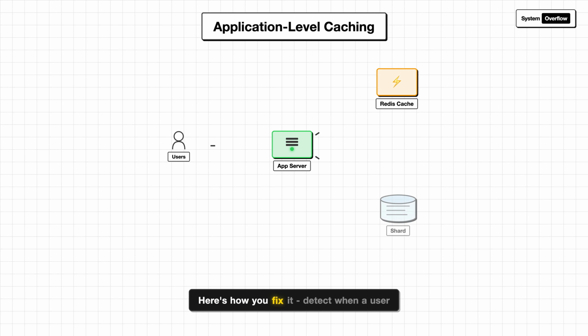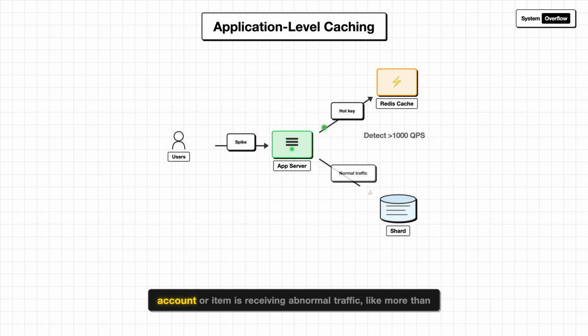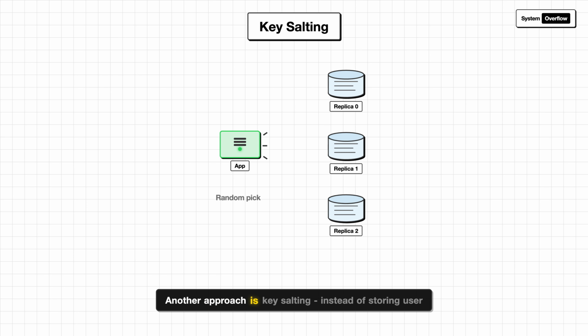Here's how you fix it. Detect when a user account or item is receiving abnormal traffic, like more than 1,000 queries per second, and cache that specific entity in Redis with a short TTL so the cache absorbs the spike while the shard handles normal traffic. Another approach is key salting.